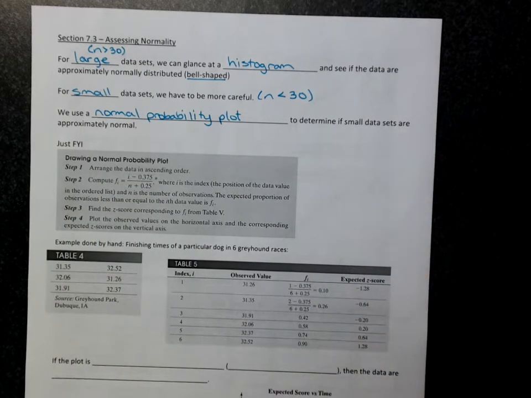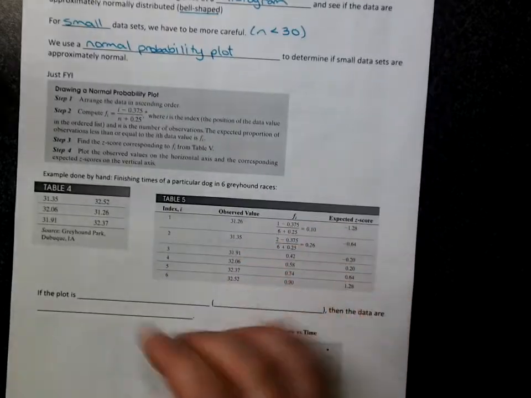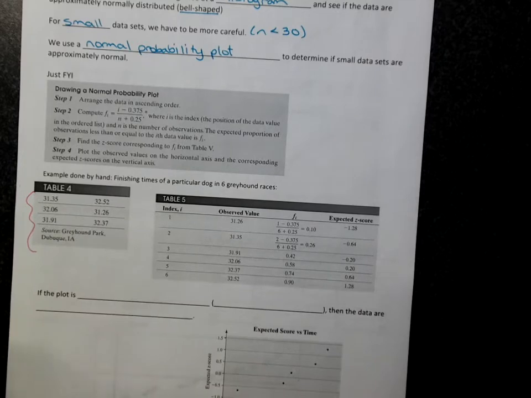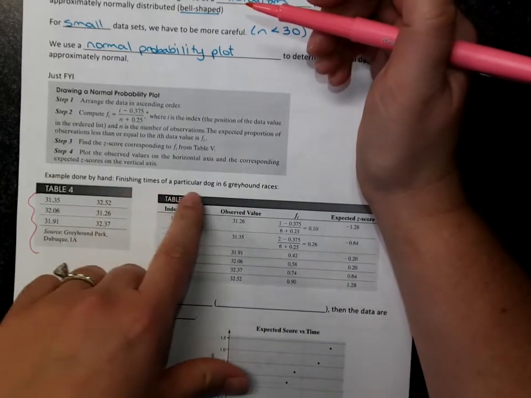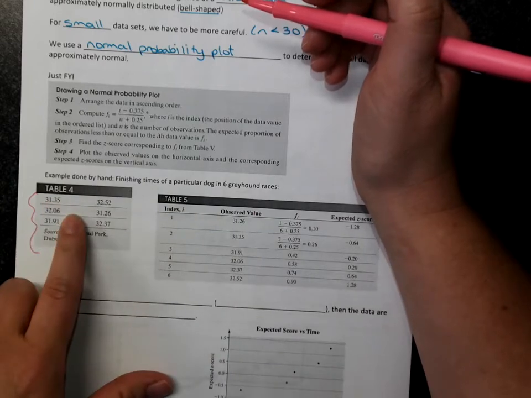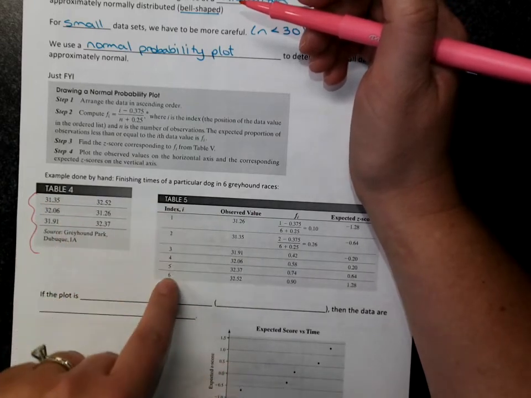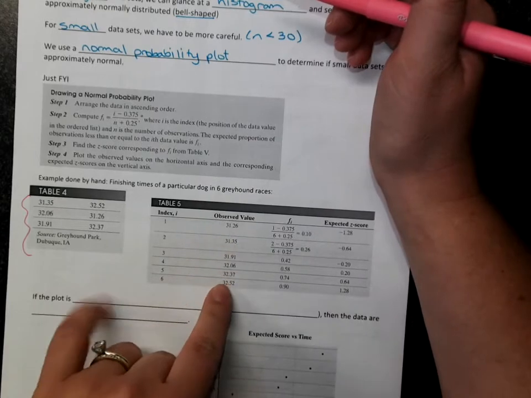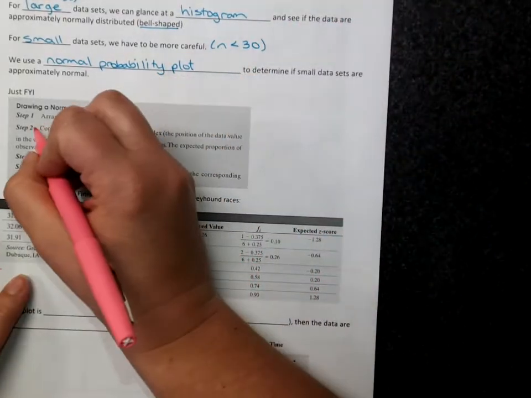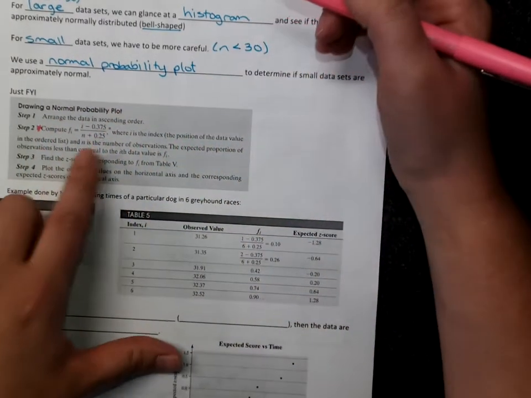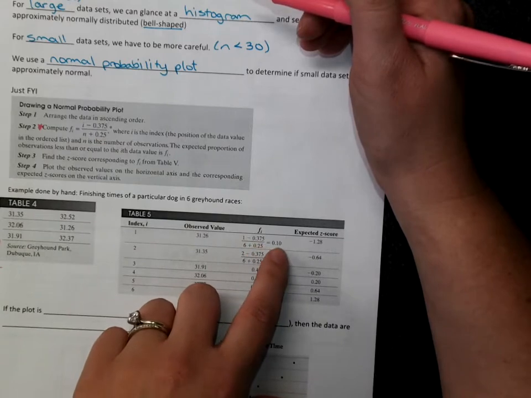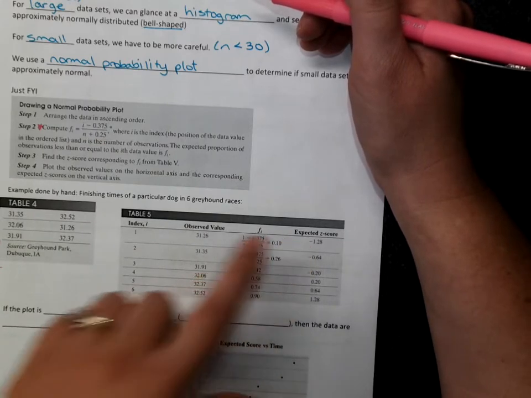So what we have is a small data set. I think these are 6 dogs at the greyhound race. So finishing times of a particular dog in 6 greyhound races. So we have 6 data points, which is a very small set. We're going to number them 1 to 6 from least to greatest. We're going to work a little bit of magic here, and this comes from calculus. Not going to worry about how to do that by hand, but you work this magic and you give yourself an expected z-score.